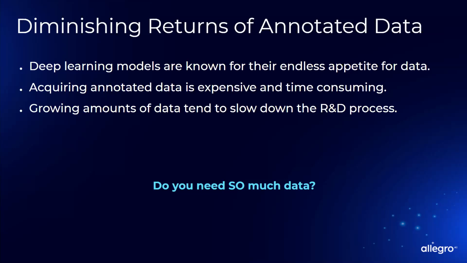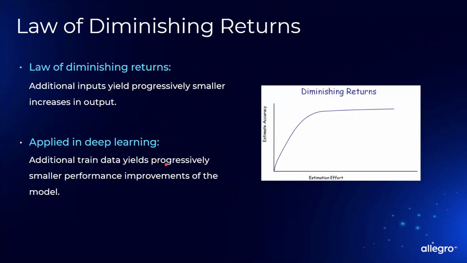And even more interesting is that if you have more and more data, your R&D is slowed down, because you have more data to train on and more data to test on. So you have to take with a grain of salt the saying "give me as much data as I want." But do you actually need so much data? No. There's a law from economics called diminishing returns.